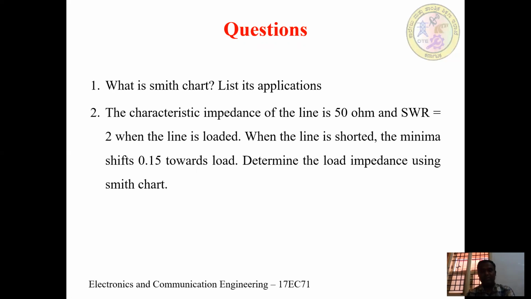So we have to check whether it is towards the load or towards the generator. Depending upon that, the movement will be either clockwise or anti-clockwise. So using this data, you have to calculate the load impedance using the Smith chart.